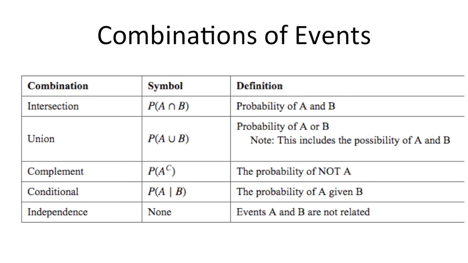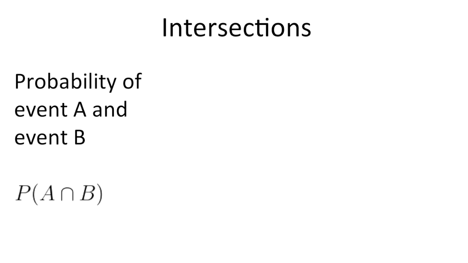You're going to see a number of different combinations of events this week, namely intersections, unions, complements, conditional probabilities, and independent events. Let's start by looking at intersections. An intersection is the probability of event A and event B occurring together. Your textbook will write this out as the probability of A and B. In the online notes, you'll see the notation given here.